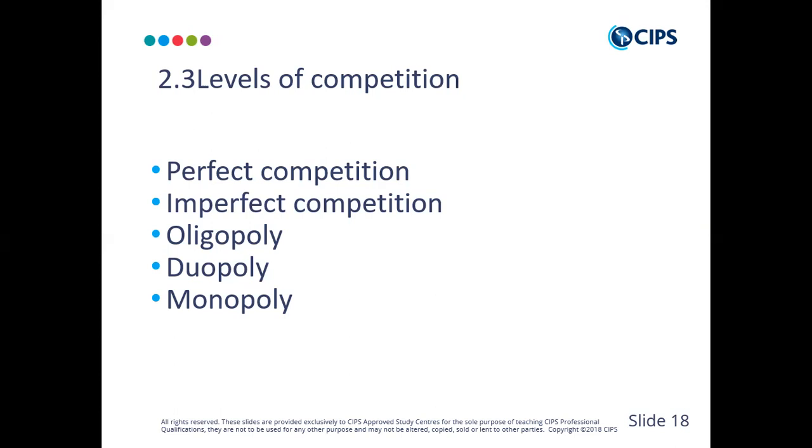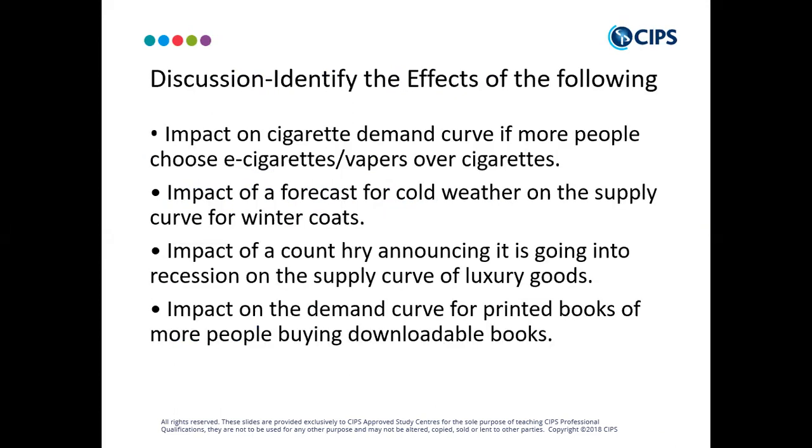Next time, guys, we're going to talk about 2.3. This is the discussion that I want you guys to deal with: identifying the effects of the following. What is the impact on the cigarette demand curve if more people choose e-cigarettes, vapes, over cigarettes? I'm actually excited to hear your inquiry on this one. We might have an actual virtual class, should you guys allow it, or you can just send me voice notes about it. It's like a little homework, if you will.